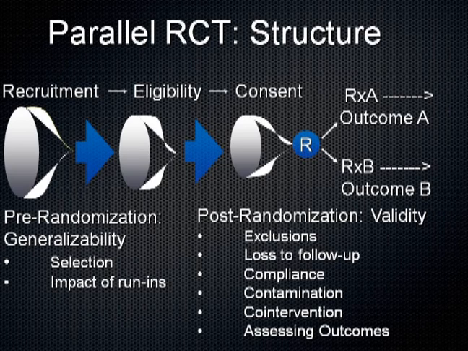So pre-randomization assesses generalizability by selection, the impact of run-ins, which I'll talk about in more detail. Post-randomization has to do with challenges to validity, preserving the benefit and validity we get from randomization, so excluding patients from the results, loss to follow-up, compliance, contamination. Contamination is obviously when patients who are assigned not to get the treatment get it anyway, off protocol. Co-interventions, other sorts of treatments that are instituted outside the protocol, and finally, in terms of assessing the outcomes.